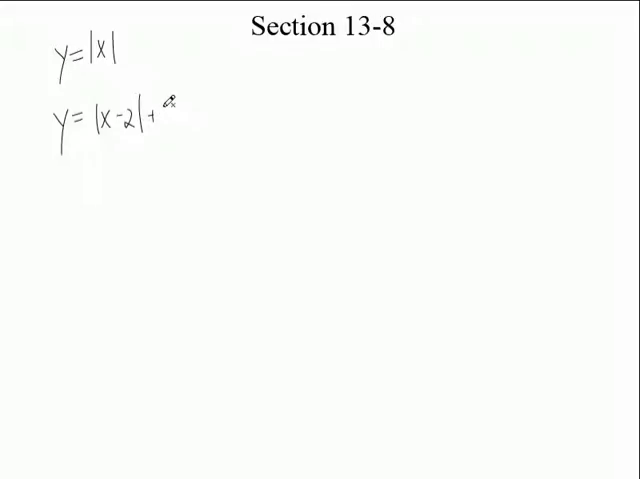And what if we did this? What if we stuck a number on the outside of the function? What does that do to our graph, to our V? Moved it up. So basically this moved it to the right 2 places and this moved it up 3 places. We did the same thing.